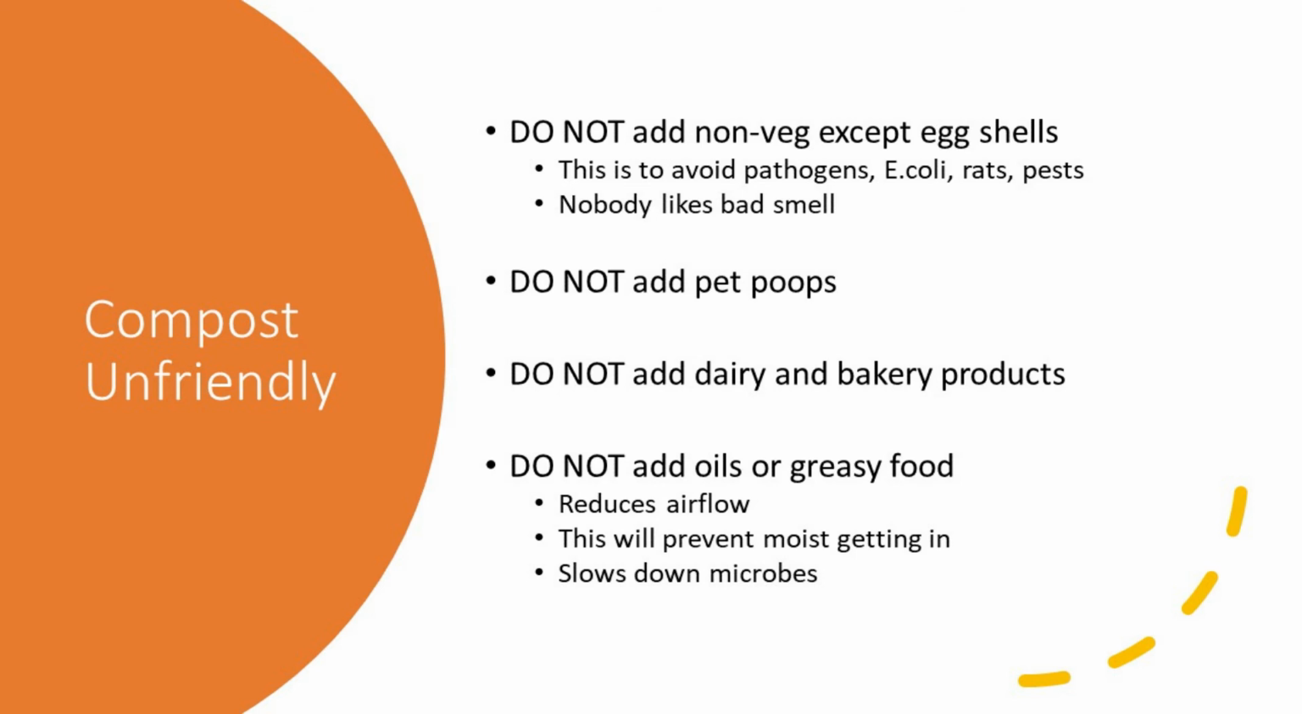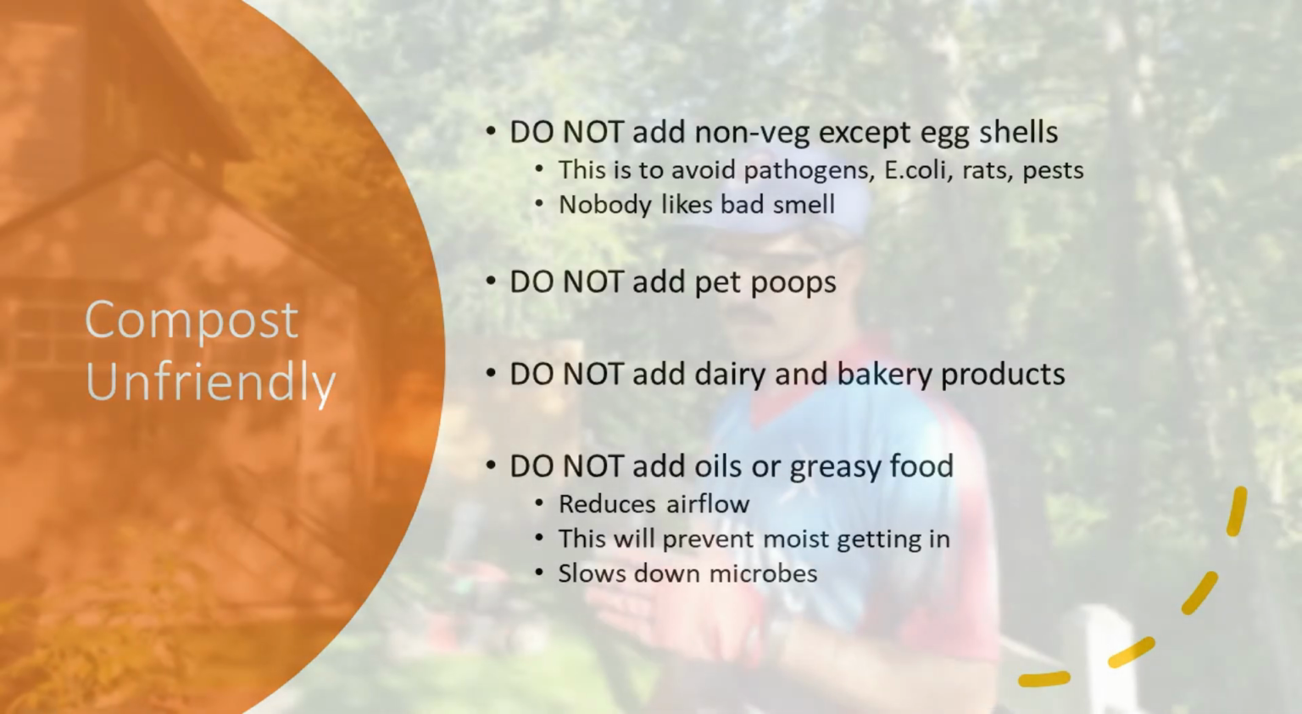And the same if you add pet poop. If you have pets at home, don't add the poop into it, because that can also have the same pathogen issue and a strong smell. Now don't add oily, greasy stuff, because inside the compost you need airflow, because the microbes need oxygen. Greasy material can block the airflow, and your compost will take longer. Also don't add sugary bakery stuff, because it can again invite a lot of pests and bad smells too. So don't add any of these kinds of things.